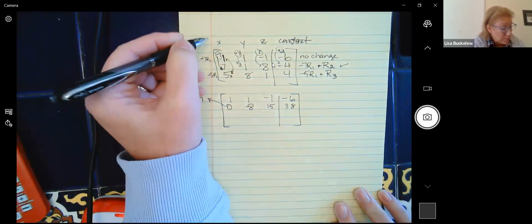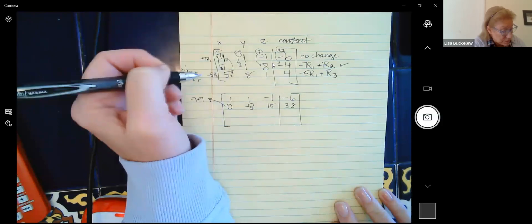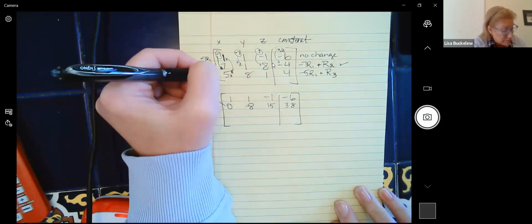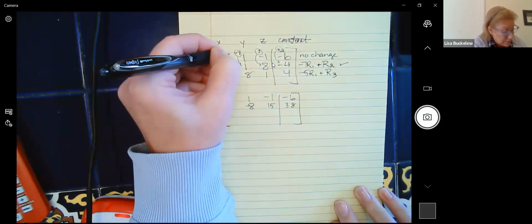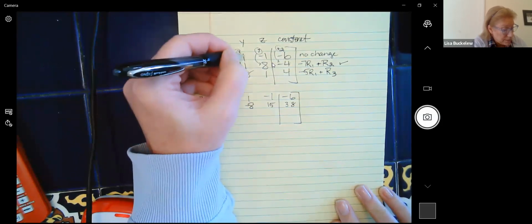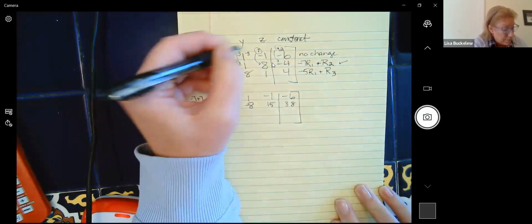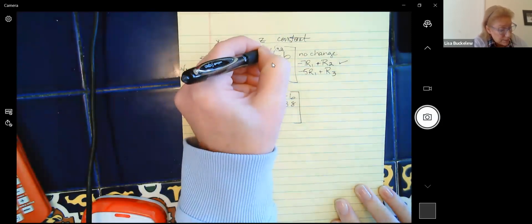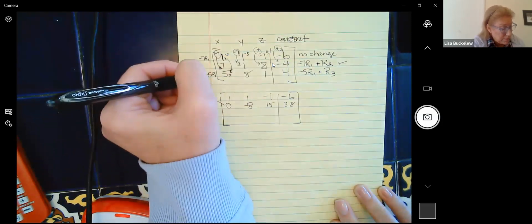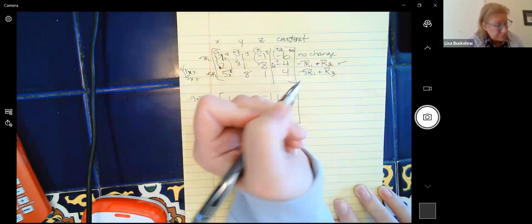Okay, so here I'm going to do the same thing. I'm going to write my numbers for negative 5 times the top numbers on the other side. All right, so negative 5 times row 1 is negative 5 for this one. Negative 5 times 1 is another negative 5. Negative 5 times negative 1 makes positive 5. And negative 5 times negative 6 makes positive 30.